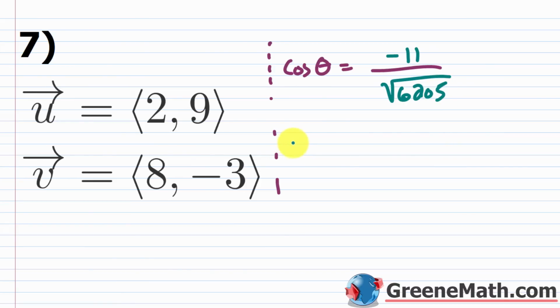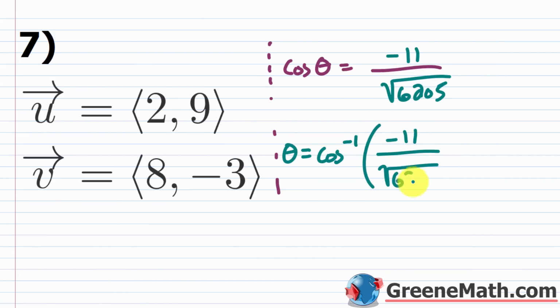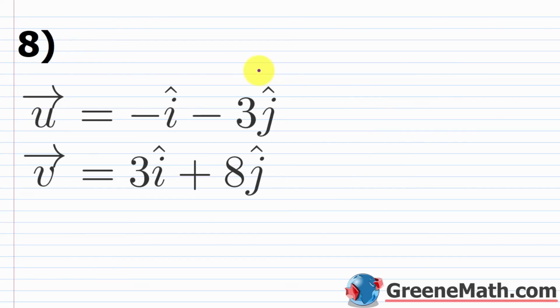So in your calculator, let's say that theta is equal to the inverse cosine of this guy right here, so -11 over the square root of 6,205. Again, be very careful about how you key this in, because you might get a domain error if you're not specific. If I round to the nearest hundredth, I get about 98.03 degrees. So that's going to be the approximate angle between these vectors u and v. All right, let's take a look at problem number 8 now.